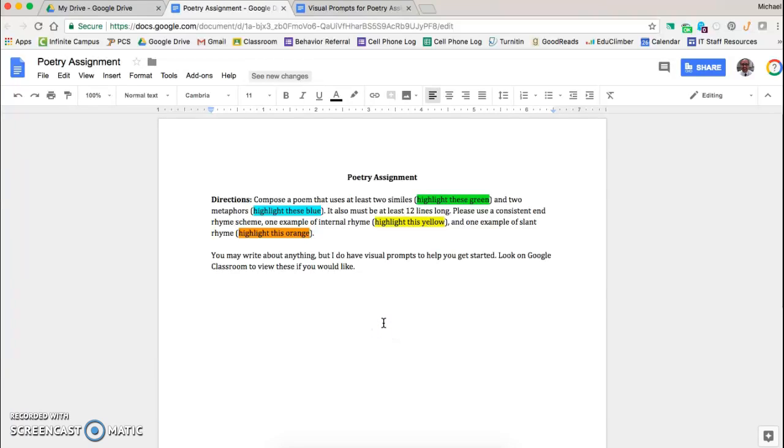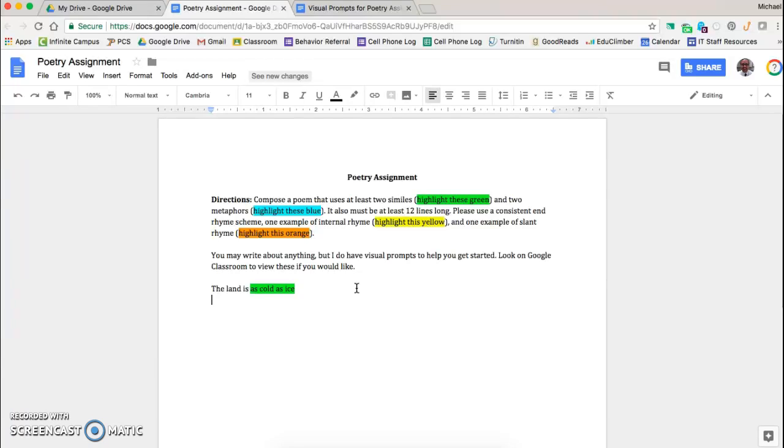Okay. So, the land is as cold as, it can be just really cold. The land is as cold as ice. Okay, and this is as cold as ice, so the land is being compared to ice. So this would be my first simile. So I would highlight that green. You can always do that part at the end, but I just like to do that to make sure that I'm going to be okay.